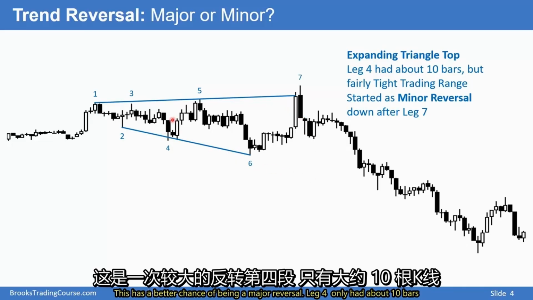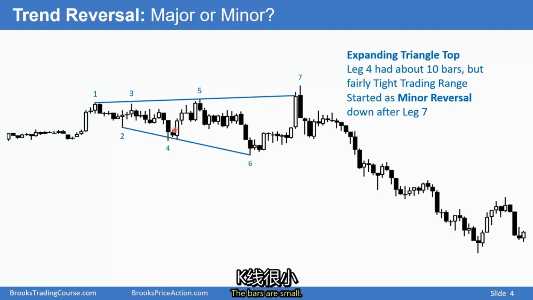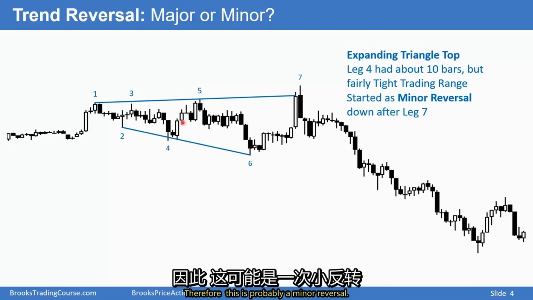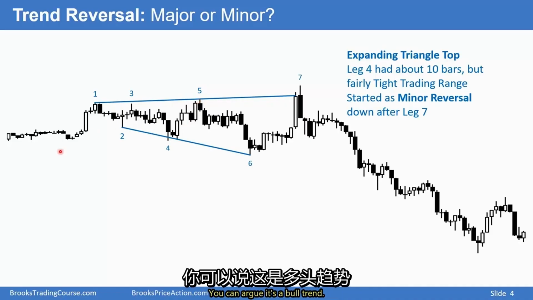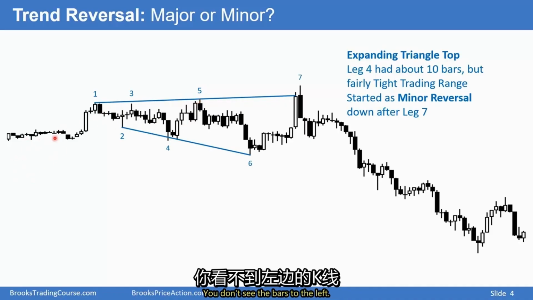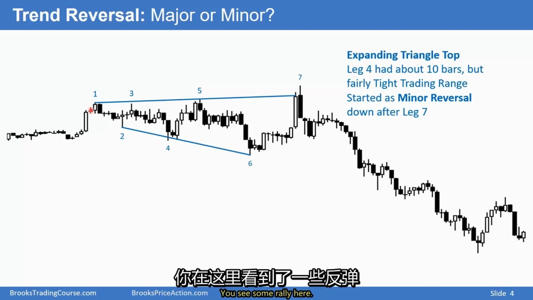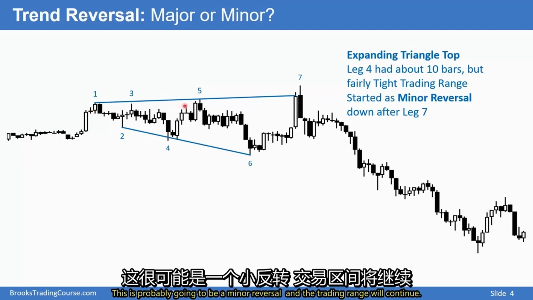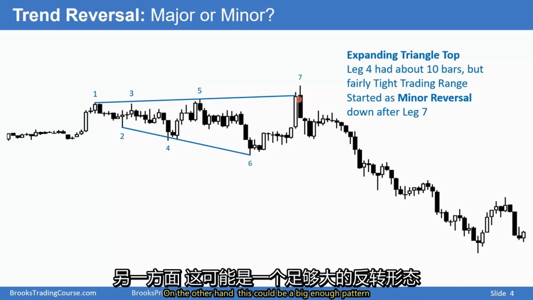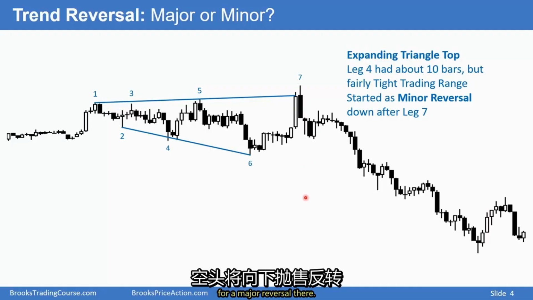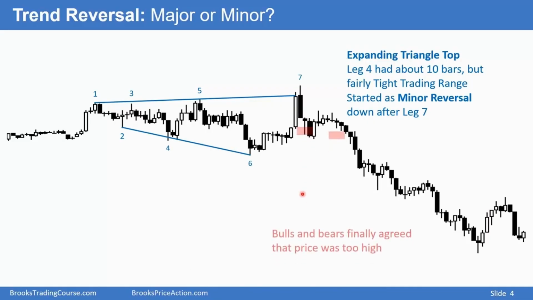Leg 4 only had about 10 bars, mostly in a tight trading range. The bars are small. Therefore, this is probably a minor reversal. You can argue it's a bull trend. You don't see the bars to the left. You see some rally here. This is probably going to be a minor reversal, and the trading range will continue. On the other hand, this could be a big enough pattern for a major reversal there.